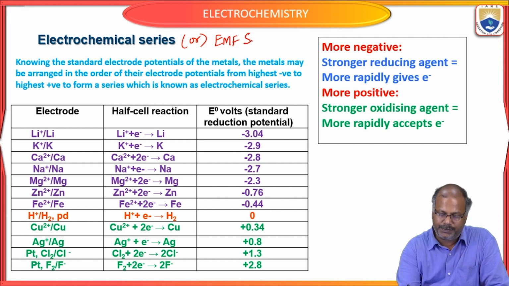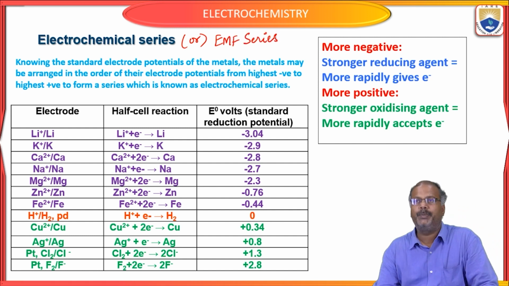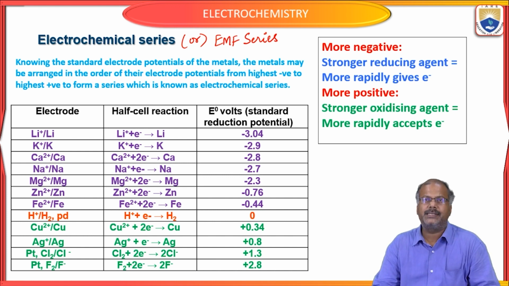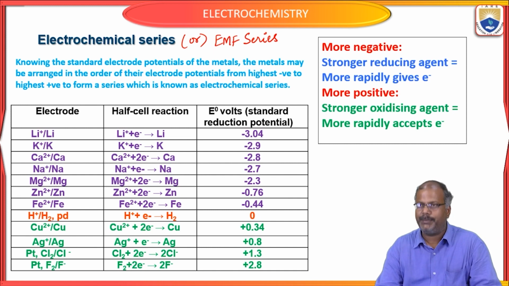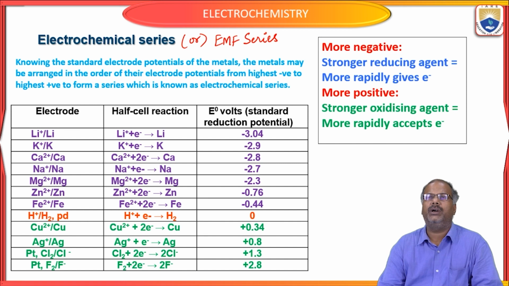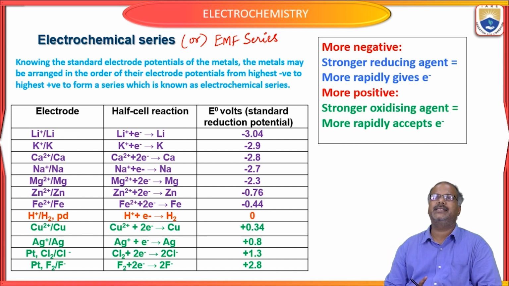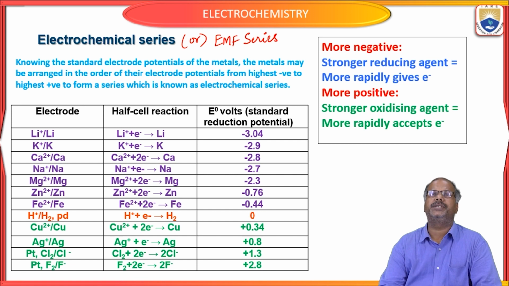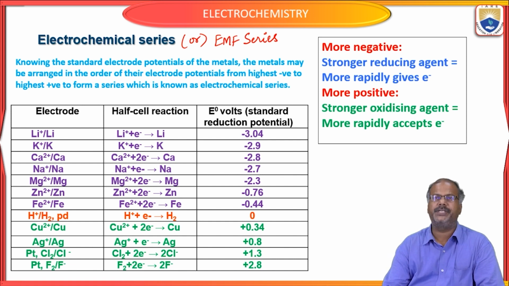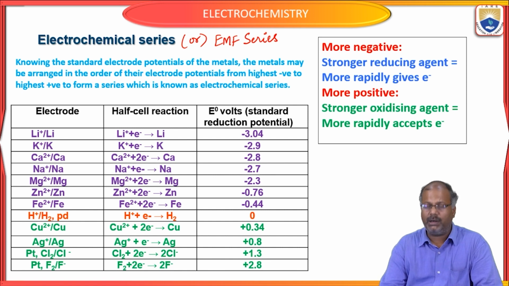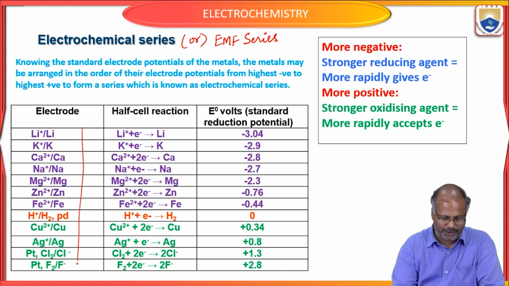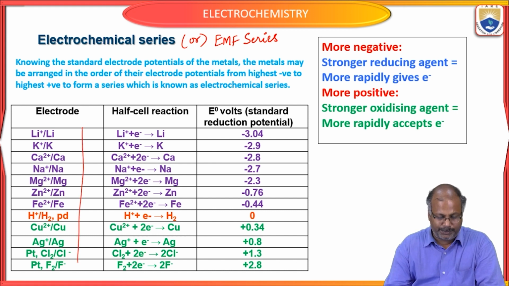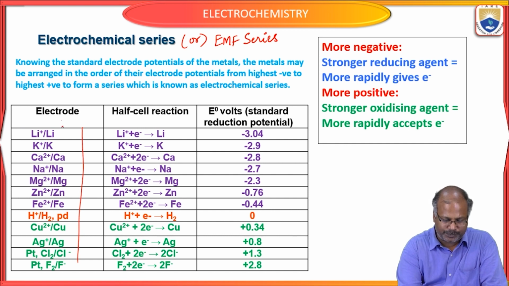Just a brief before seeing the application of it. Knowing the standard electrode potentials, the metals may be arranged in the order of their electrode potentials from highest negative to highest positive to form a series, which is called the electrochemical series or EMF series. So this is that series: metal ions to metal. This is in reduction form. That is the convention, to take reduction.